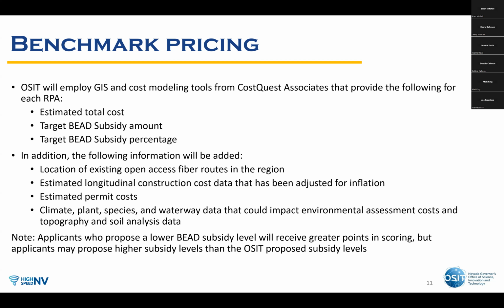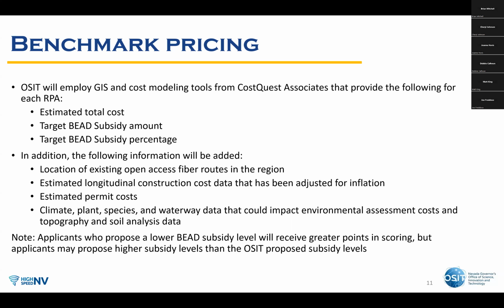And by the cost that is proposed, what I mean is the subsidy amount, the number of dollars that the applicant asks for from OSIT in order to be willing to build and operate network to 100% of the eligible locations in that RPA. So consider benchmark pricing to be something that you can use to understand what OSIT believes may be the reasonable amount to propose for an RPA.